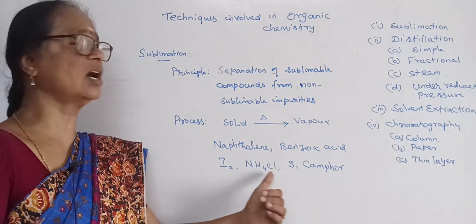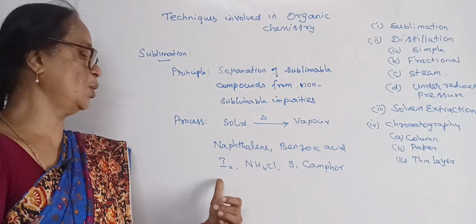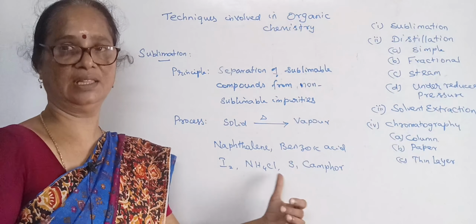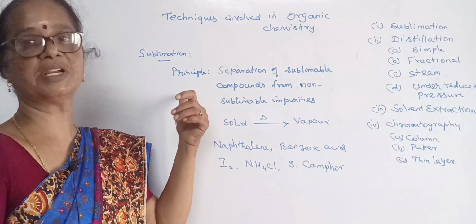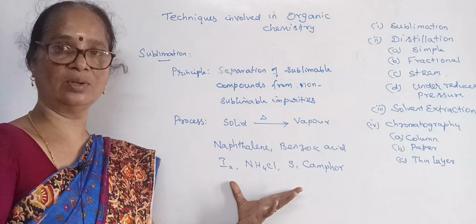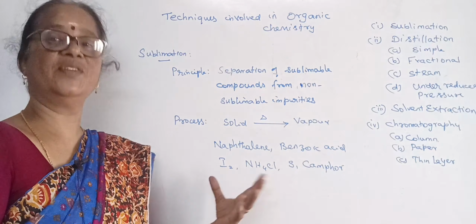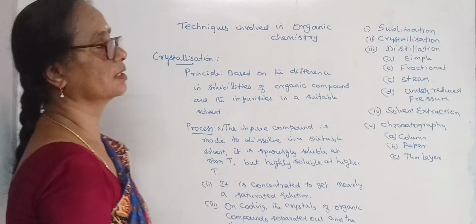And there are some inorganic substances like iodine, ammonium chloride, sulfur. They can also undergo the sublimation process. That means they will go to the vapor phase on heating without going to the liquid phase.